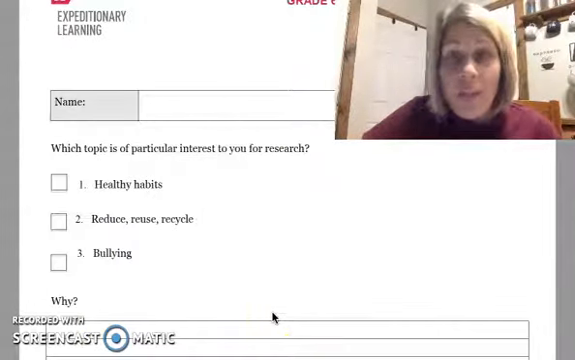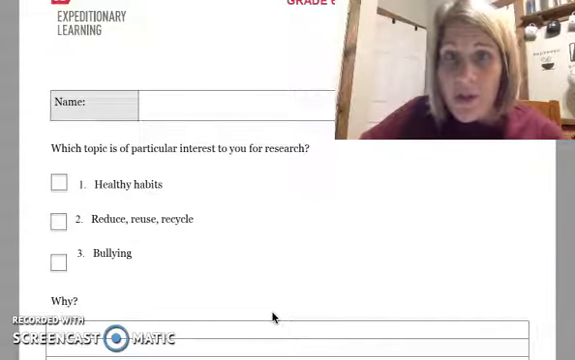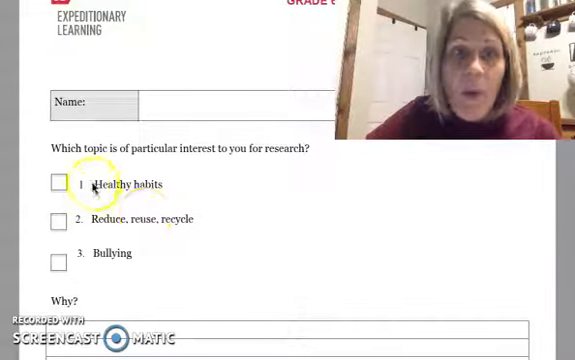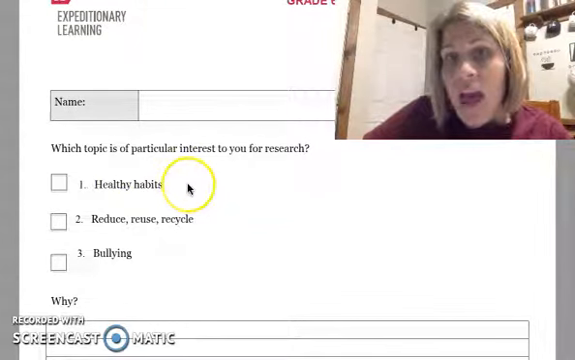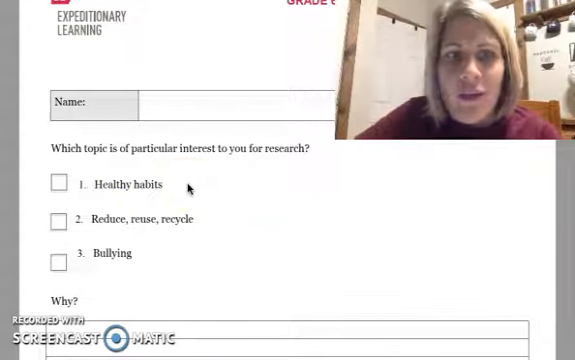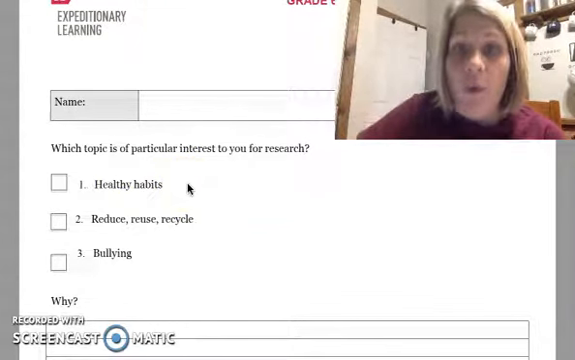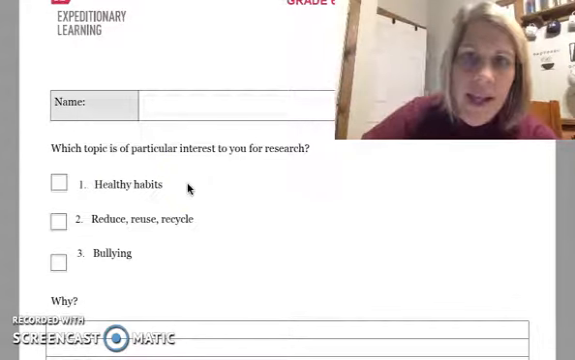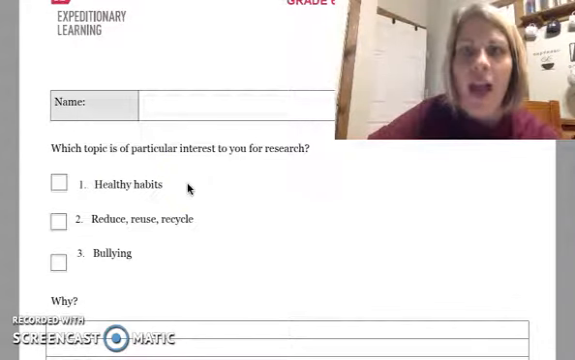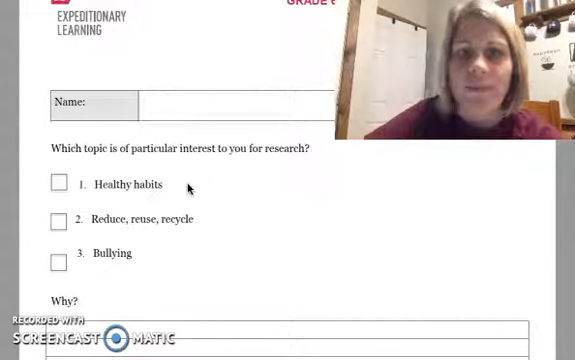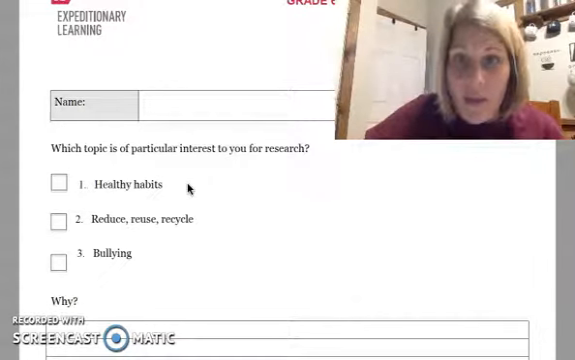These are going to be the 3 topics that you can choose from. So you can find out more about healthy habits. Healthy habits is referring to anything that helps with your health. So exercising, eating better, anything pertaining to being healthy, okay, or healthy habits.